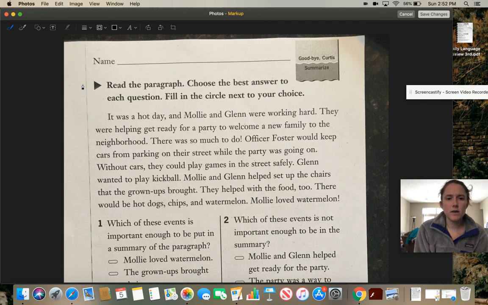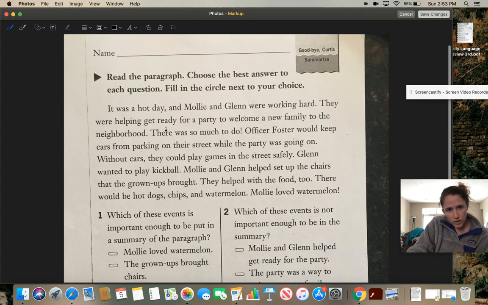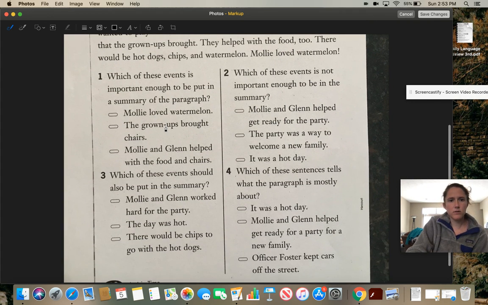It was a hot day and Molly and Glenn were working hard. They were helping get ready for a party to welcome a new family to the neighborhood. There was so much to do. Officer Foster would keep cars from parking on the street while the party was going on. Without cars, they could play games in the street safely. Glenn wanted to play kickball. Molly and Glenn helped set up the chairs that the grown-ups brought. They helped with the food too. There would be hot dogs, chips, and watermelon. Molly loved watermelon. So go ahead and I want you to try to answer the questions.